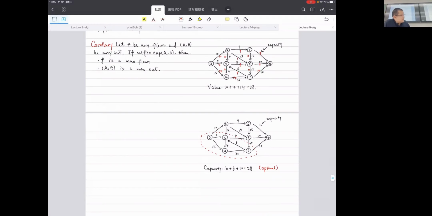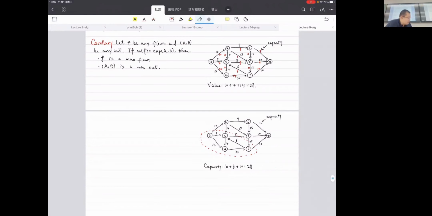For this instance, I'm giving you a flow with a value of 28 here. And on the other hand, I'm giving you a cut with a corresponding capacity of 28 here. Directly looking into this corollary, having both a flow and a cut here with their corresponding value and capacity equal, you don't need to further check whether your flow is actually a max flow or your cut is actually a min cut. Actually, the flow must be a max flow and the cut must be a min cut.